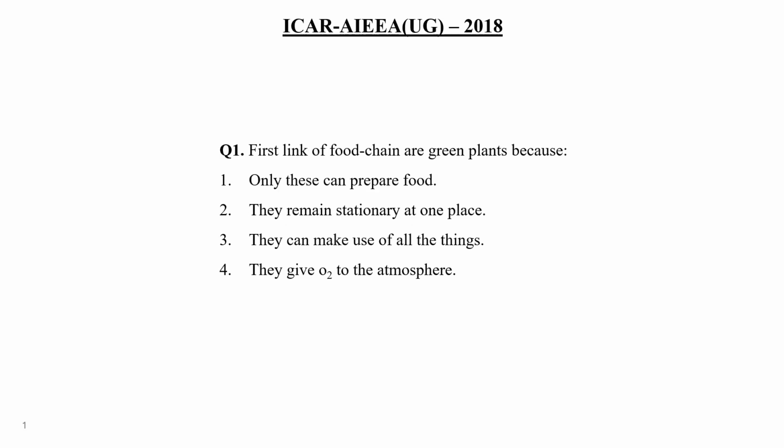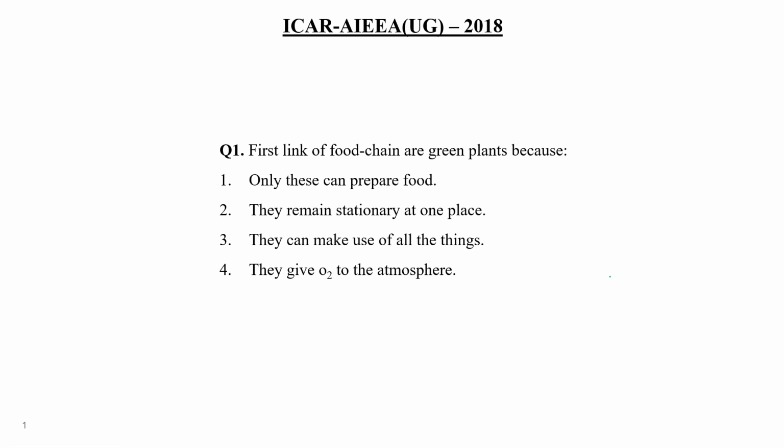Question number 1. First link of food chain are green plants because only these can prepare food, they remain stationary at one place, they can make use of all the things, or they give oxygen to the atmosphere. Out of these 4 choices, which one is the correct answer?